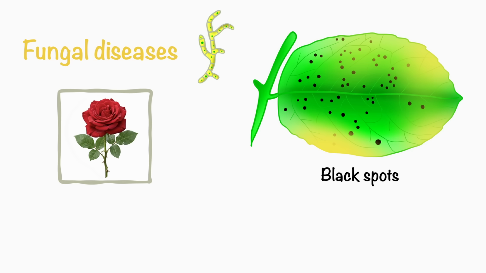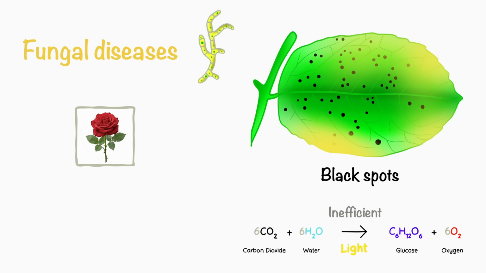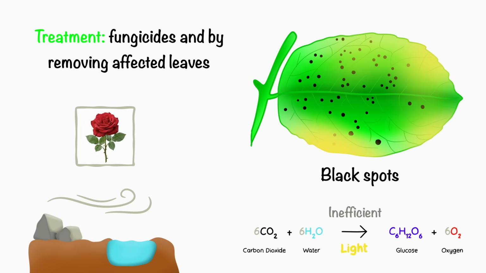This early leaf loss weakens the plant. When the plant loses its leaves, it can't photosynthesize as effectively. This means less energy for growth and flowering. The fungus spreads through the environment by water or wind. Wet conditions particularly favor its development. Gardeners can treat rose black spot with fungicides and by removing affected leaves. Good air circulation around plants also helps prevent infection.